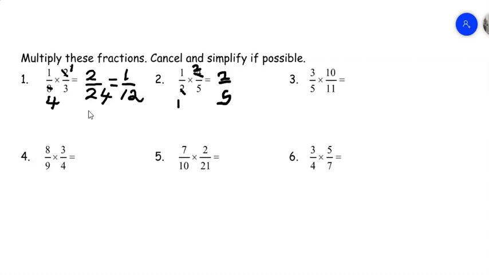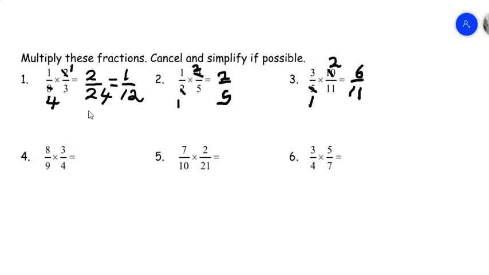Number 3, 5 and 10 have a common factor, which is 5. So we say 5 into 5 is 1. 5 into 10 is 2. 3 times 2 is 6. Over 1 times 11 is 11. Let's go to number 4.